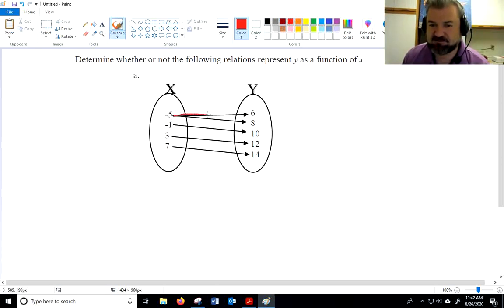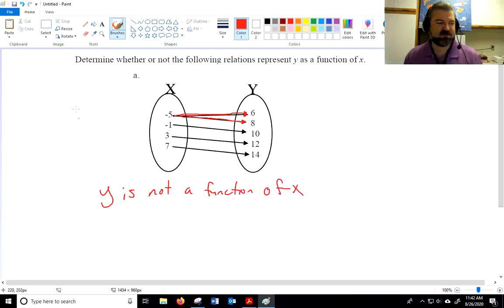Every value of X needs to be mapped to a single value in Y. But you can see here that negative 5 is being mapped to two different values in Y. That's not allowed, right? So this is not a function. We're going to say Y is not a function of X. All right, let's take a look at another example.